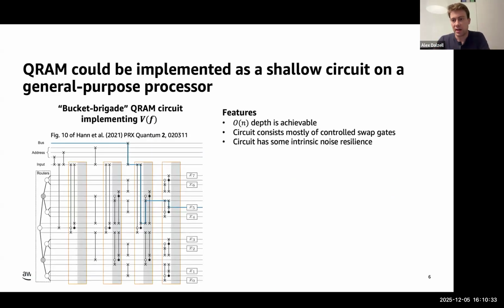Now, how do we justify this cheap QRAM assumption? The starting point would be to look at this unitary V of F and write down a quantum circuit that implements this unitary. One such example is this one shown here, which has depth scaling only linearly in n, so logarithmically in the size of the data. Right? This is good news. This means that if we could implement this circuit in time scaling proportional to its depth, then we could have a latency for our QRAM operation that's logarithmic in the size of the data.